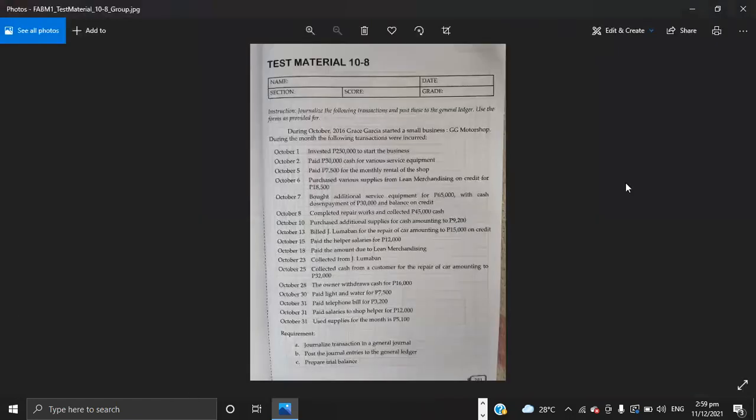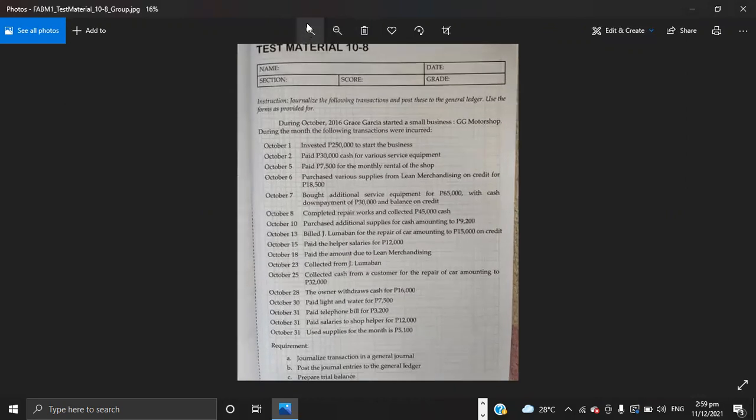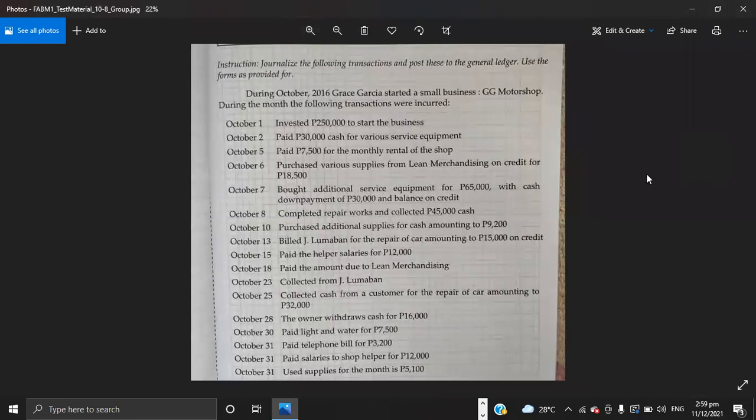Let me just edit that. Okay, so for this one, let me know if you have questions, or if it's not yet sinking in. Okay, so the instruction here is to journalize the following transactions and post this to the general ledger. Or what we discussed earlier, the general journals and then general ledgers. And then use the forms as provided, but you can use your own paper. You can use paper, you can use Excel, you can use Docs. Okay, the output is just one.